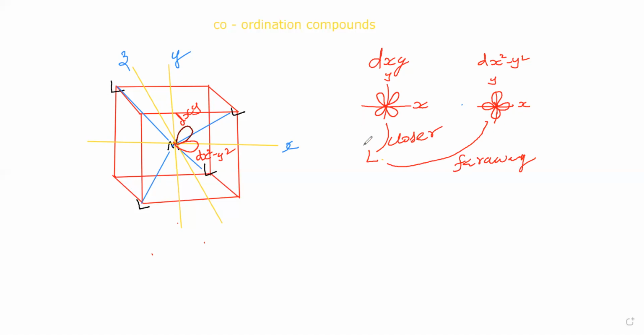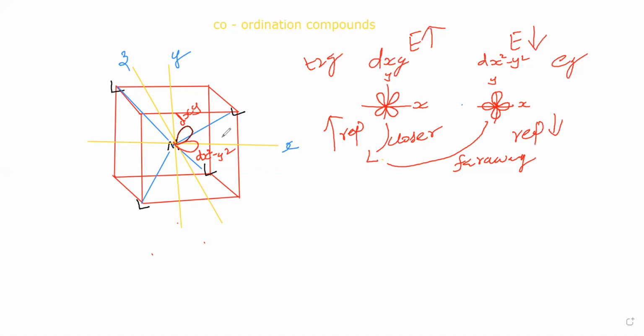Therefore, the ligand makes more repulsion with the dxy orbital and less repulsion with the dx square minus y square orbital. Therefore, this energy will be more, whereas this energy will be less. The T2G set comes under this category, the EG set comes under this category.